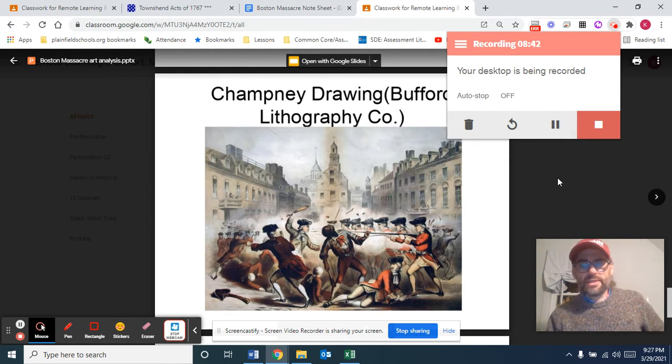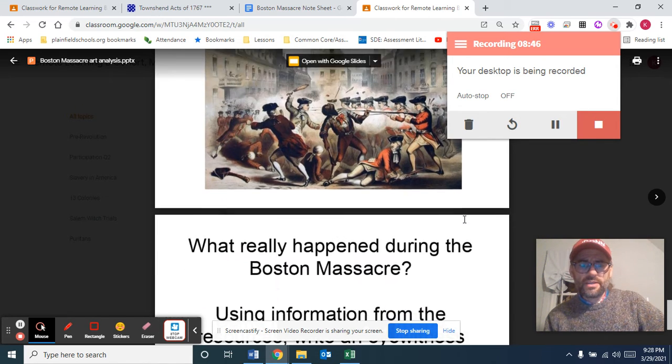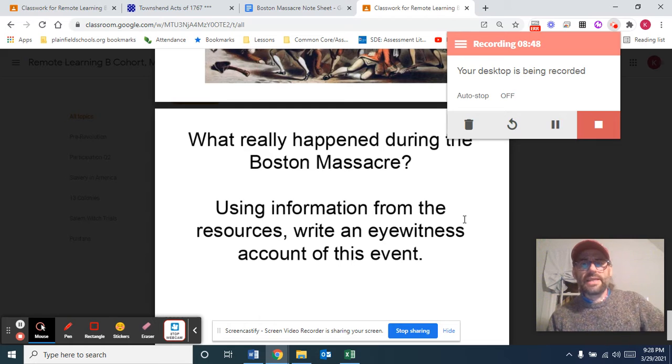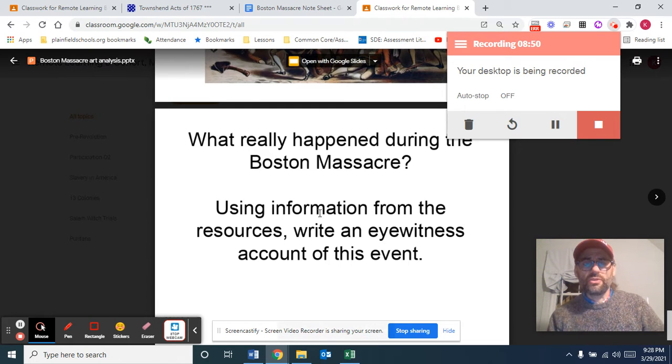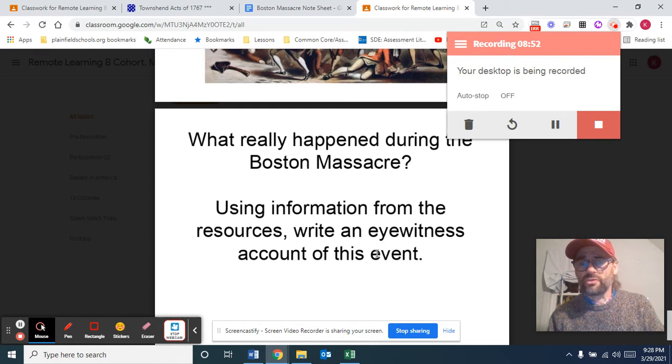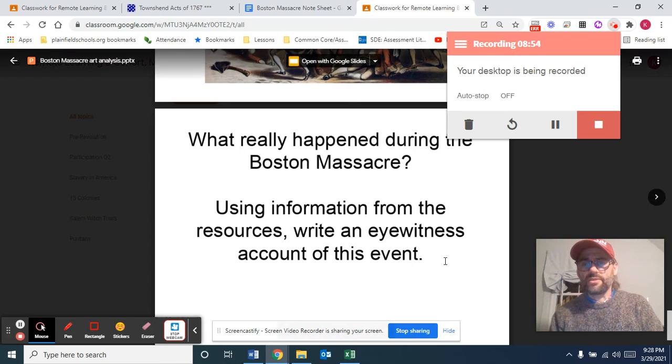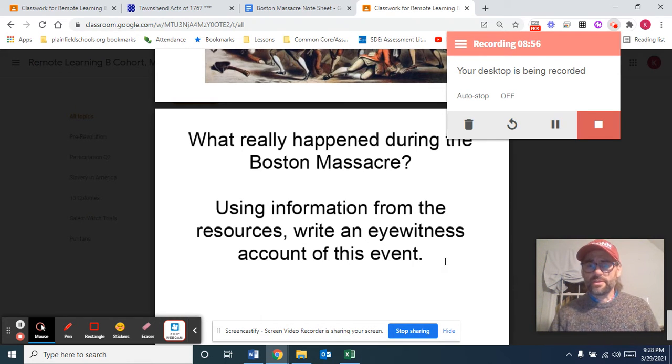Okay, so hopefully that is enough guidance to get you through the activity. So again, what really happened during the Boston Massacre? Using information from the resources, write an eyewitness account of this event. Pretend you were there. Pretend you actually saw what happened. Tell us what really happened based on the artwork.